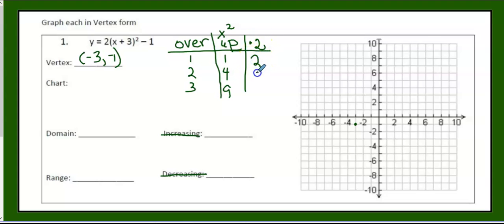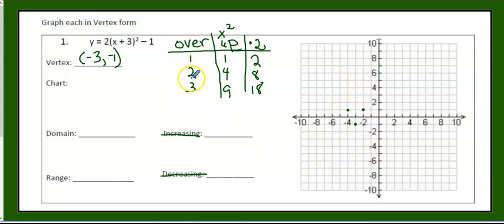So this is going to be 2, 8, 18. I don't really pay attention to the middle part. I'm going to go over 1 and up 2 from the vertex, so I'm going to go to the right 1 and up 2. I'm also going to go back to the vertex, go to the left 1 and up 2. All right, the axis of symmetry is right here, and these points are reflected over that axis of symmetry.